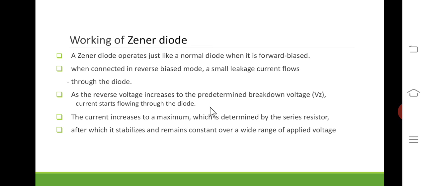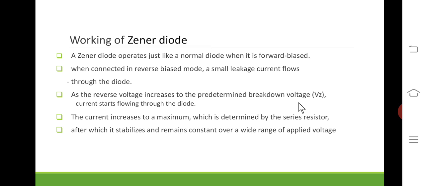But what happens when it is reverse biased? When it is connected in reverse bias, a small leakage current flows through the diode. As the reverse voltage increases and reaches the breakdown voltage, current starts flowing through the diode. What is the meaning of this?